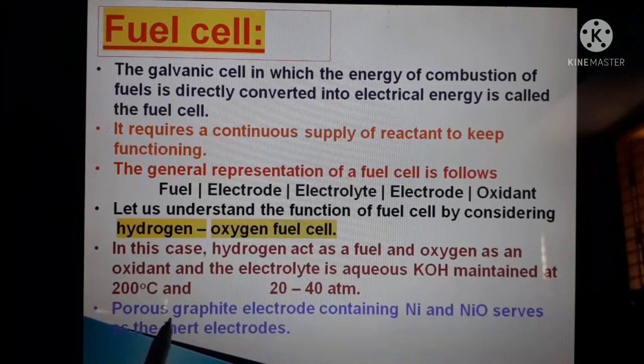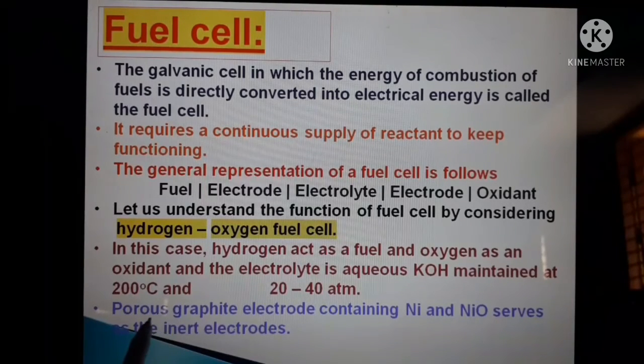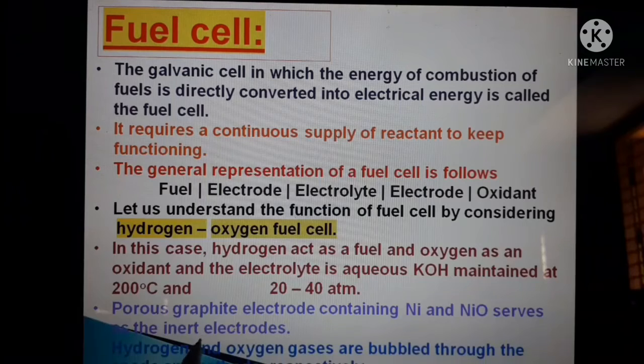Now porous graphite electrode containing nickel and nickel oxide serves as the inert electrodes. Porous graphite means, you know very well, small holes are there, like a sponge. That is a porous graphite electrode containing nickel and nickel oxide. Okay.